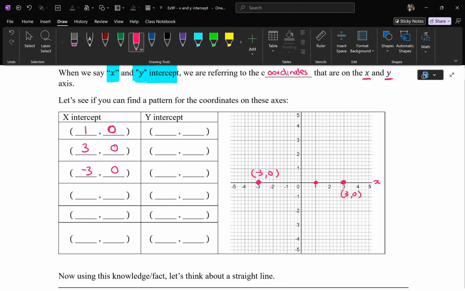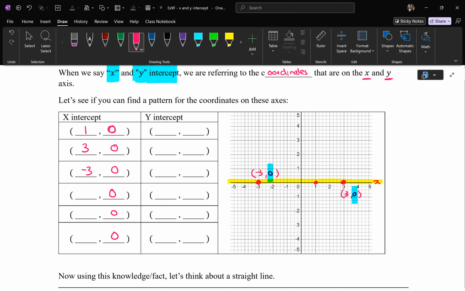Now hopefully you're starting to see a pattern: every time you pick a coordinate on the x-axis, notice that the y value is always 0. That makes a lot of sense because on the x-axis, you're not moving up or down. So of course the y values are always going to be 0, 0, 0.